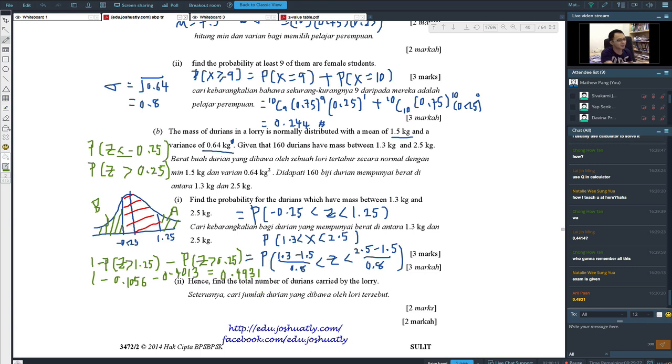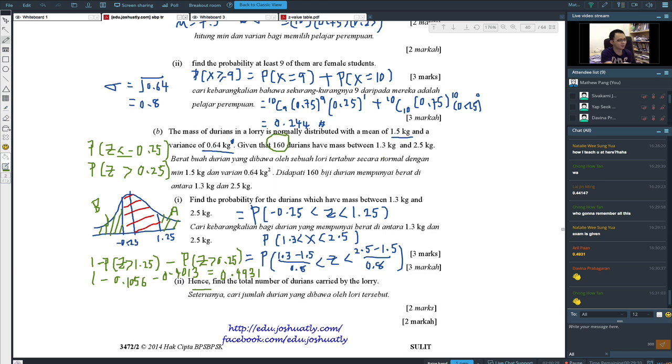Alright, then the next one, the question says you have to use this probability value to find the total number of durian carried by the lorry. So we know we have 160 durian whose mass is between 1.3 and 2.5. That means this probability 0.4931 corresponds to 160 durian. I do not know the total, so I'm going to call the total X.